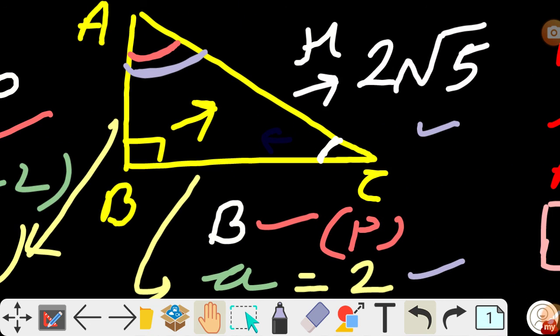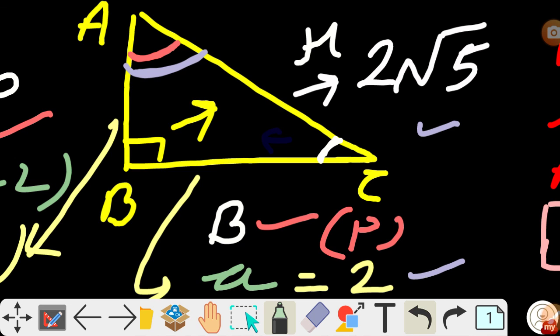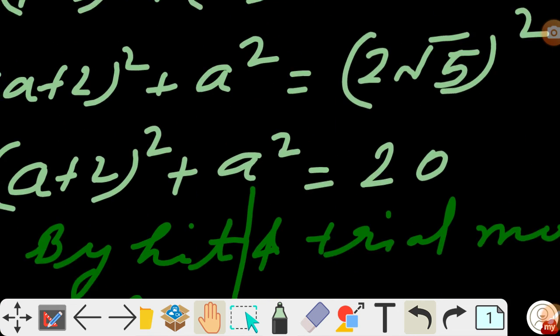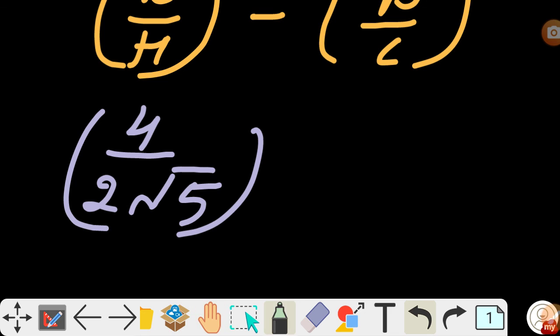What about in the case of angle C? The side in front of angle C becomes the perpendicular and the other side becomes the base. So base upon hypotenuse. For angle C, base is this one, which is 2, so it is 2 upon 2 root 5, minus 2 upon 2 root 5.